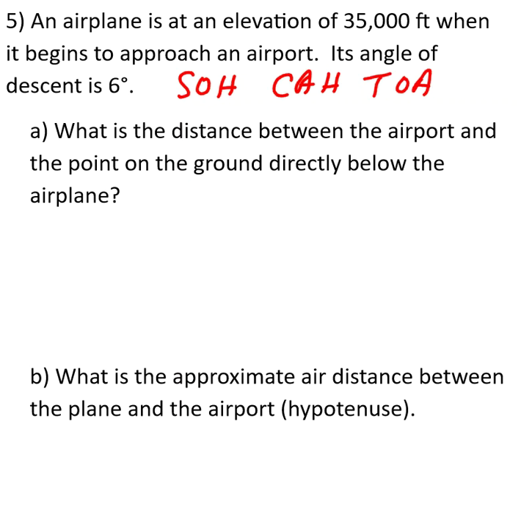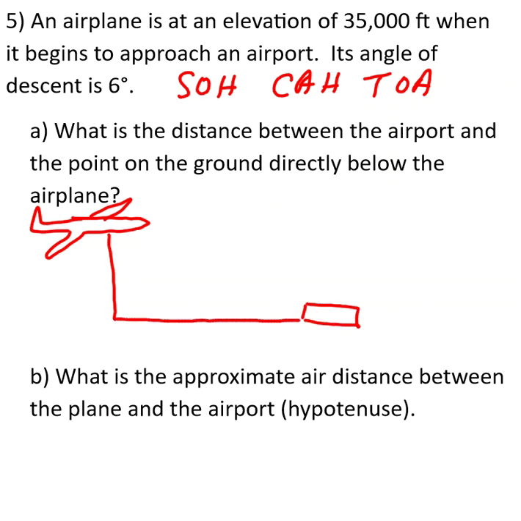An airplane is at an elevation of 35,000 feet. So this way up here. So here's our airplane. And it begins its approach to an airport. So our airport must be over here. And so this is that 35,000 feet. It begins its angle of descent, which is 6 degrees.